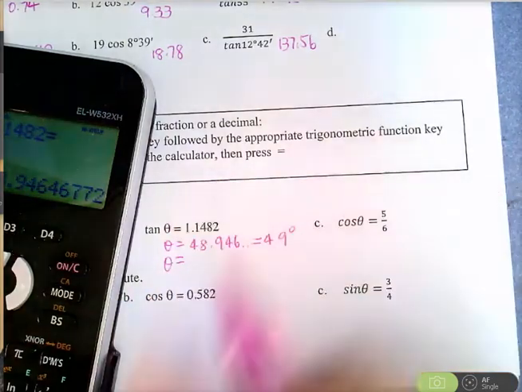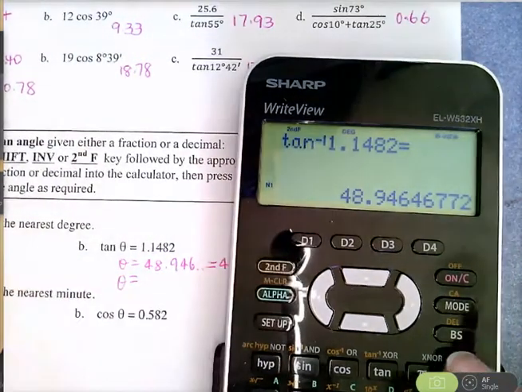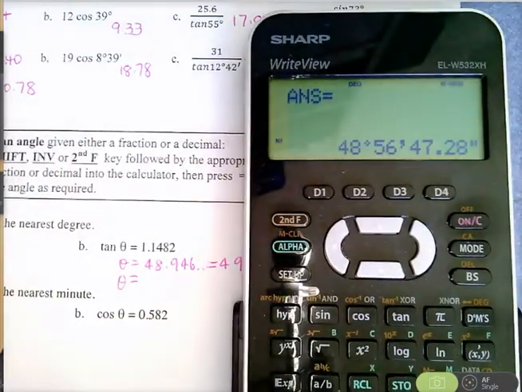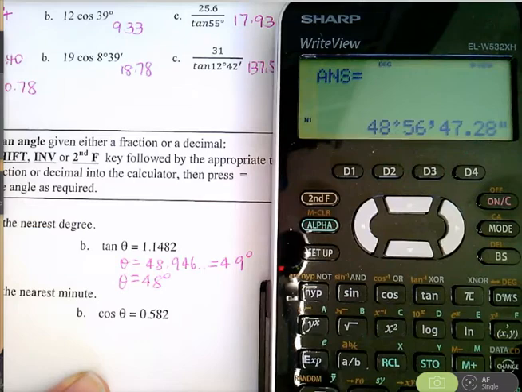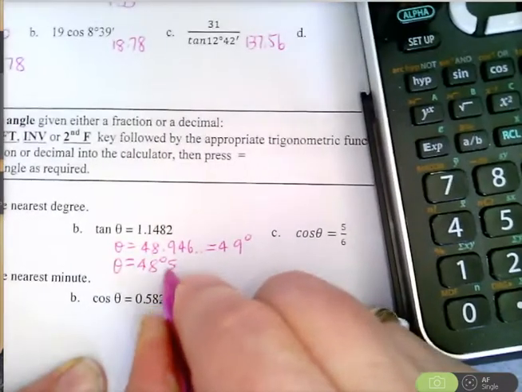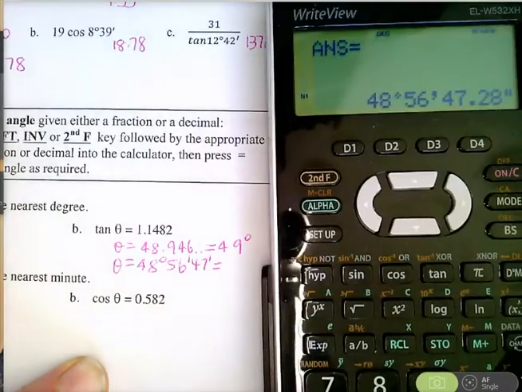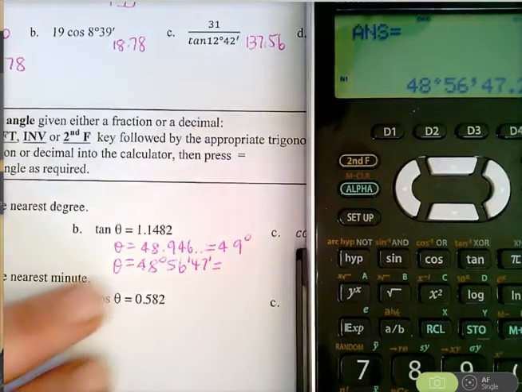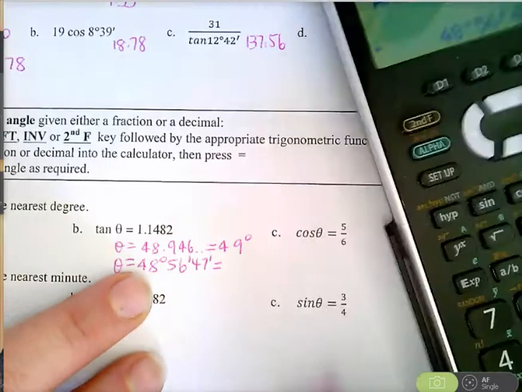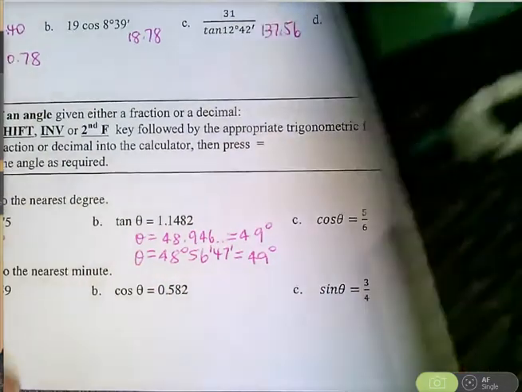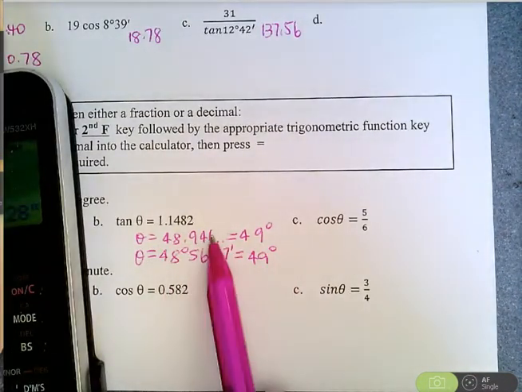But if I change it to degrees, minutes, seconds, I press second function DMS, and I can say that that is 48 degrees, 56 minutes, 47 seconds. Well, it's 47.28 seconds, but I'm not going to worry about that. You can see 48 degrees, 56 minutes. 56 minutes is more than 30 minutes, so that rounds off to 49 degrees. So like I said, when rounding off to the nearest degree, you don't need to change it into degrees, minutes, seconds. You can just keep it in the decimal format.